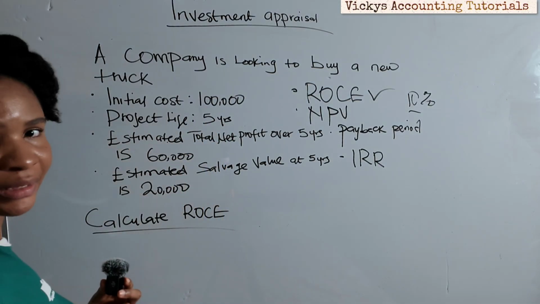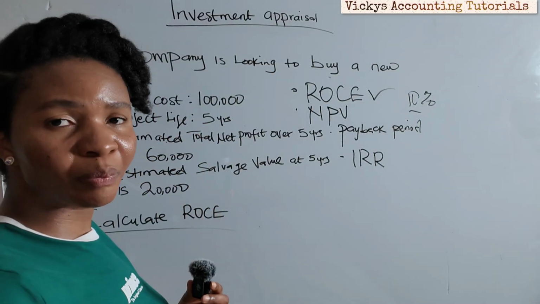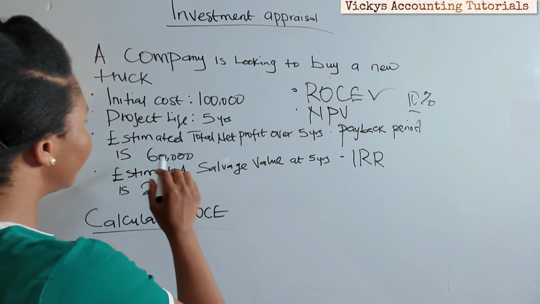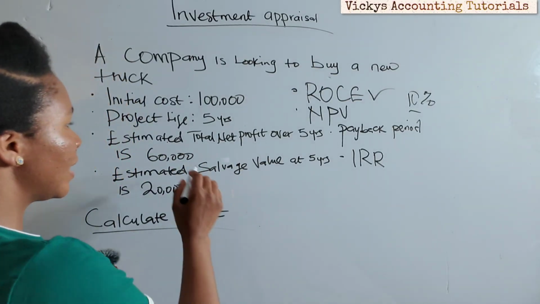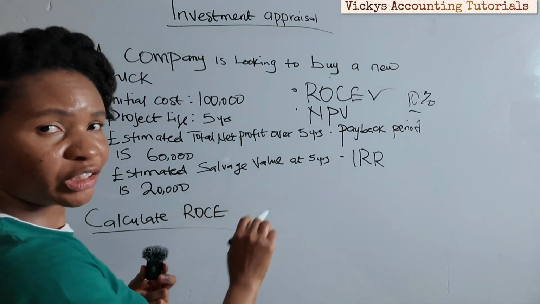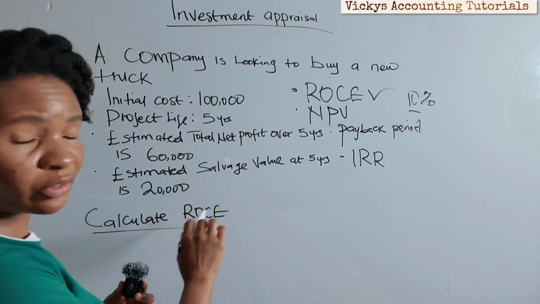And the project lasts for 5 years. Let's imagine that this truck will be used for a period of 5 years. It has a useful life of 5 years. And estimated total net profit over that 5 years period is 60,000. And there is a salvage value at the end of this 5 years period, and the salvage value is 20,000.